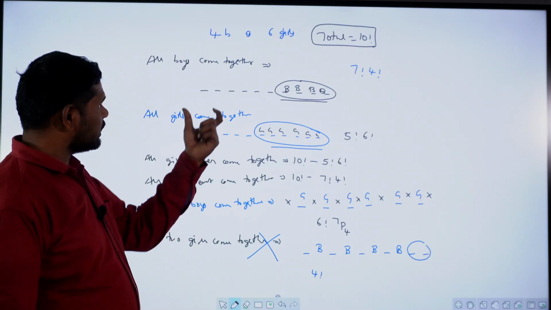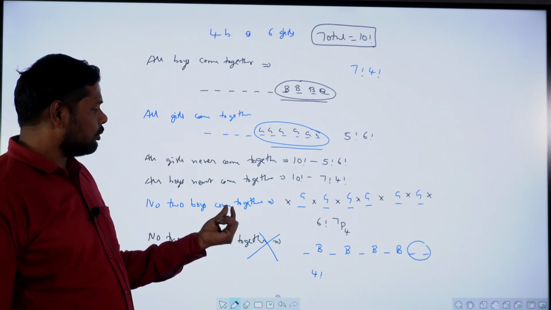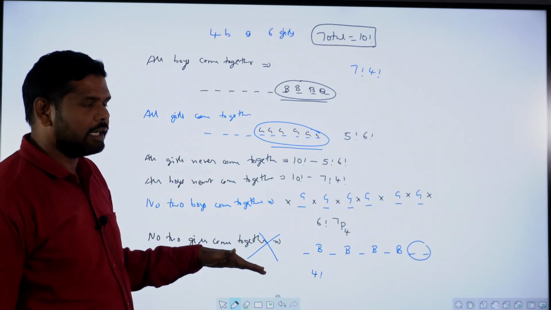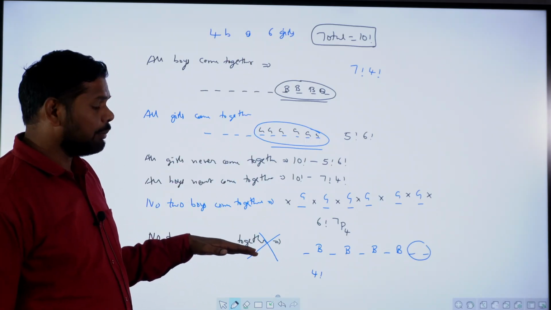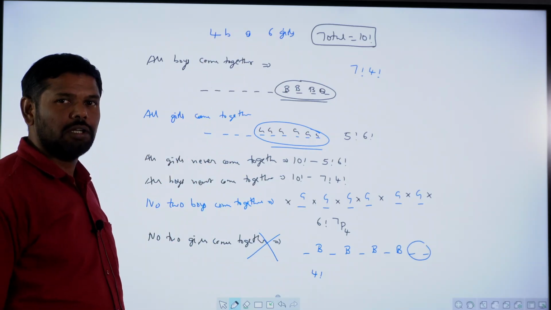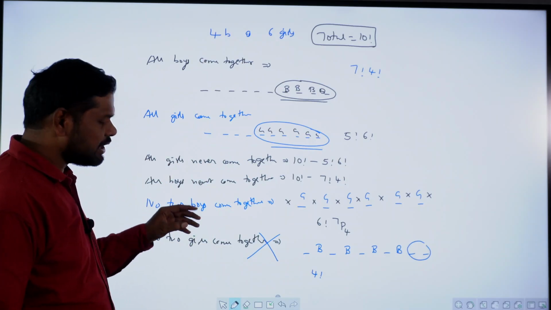4 boys and 6 girls, no 2 boys come together, okay. But no 2 girls come together is not possible to find out. So the answer is data inadequate, or it can't be determined based on the given conditions. So this observation is also important.